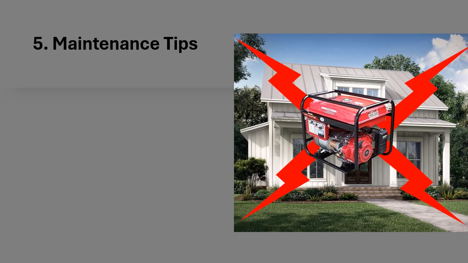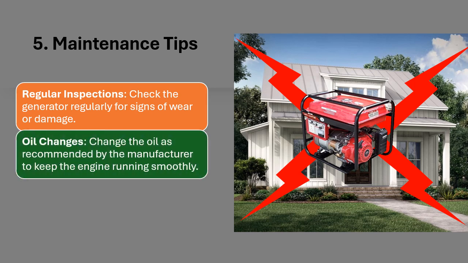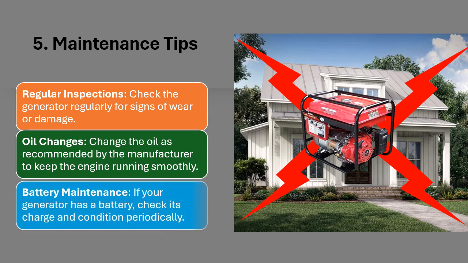5. Maintenance tips. Regular inspections. Check the generator regularly for signs of wear or damage. Oil changes. Change the oil as recommended by the manufacturer to keep the engine running smoothly. Battery maintenance. If your generator has a battery, check its charge and condition periodically.